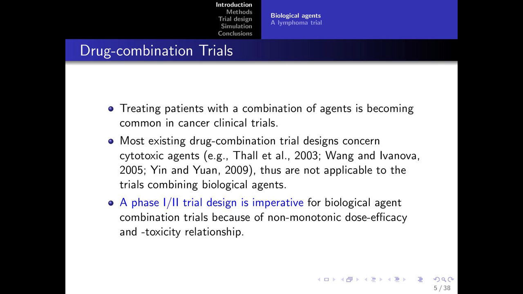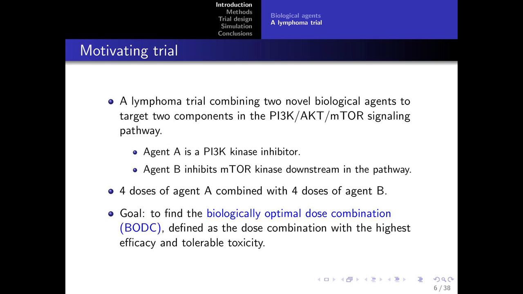Next page, 6. Our research is motivated by a lymphoma trial. In this trial, we combine two novel biologic agents to target the two components in the PI3K pathway. Agent A is a PI3K kinase inhibitor, and agent B is the mTOR inhibitor, which is located downstream in the pathway. We consider 4 doses of agent A and 4 doses of agent B. Our goal here is to find the biological optimal dose combination, BODC, which is defined as the dose combination with the highest efficacy and tolerable toxicity.